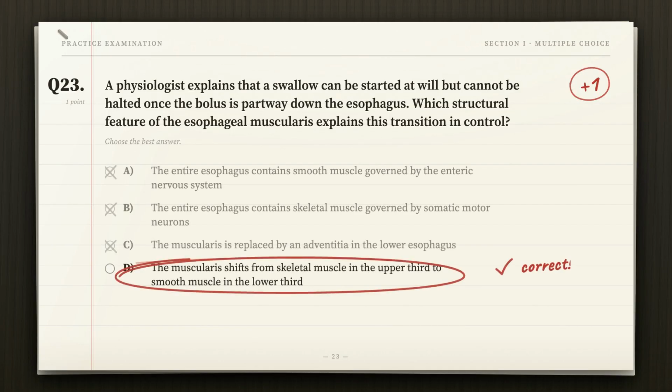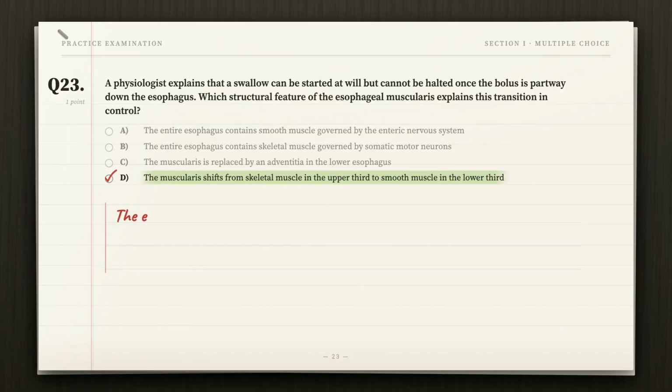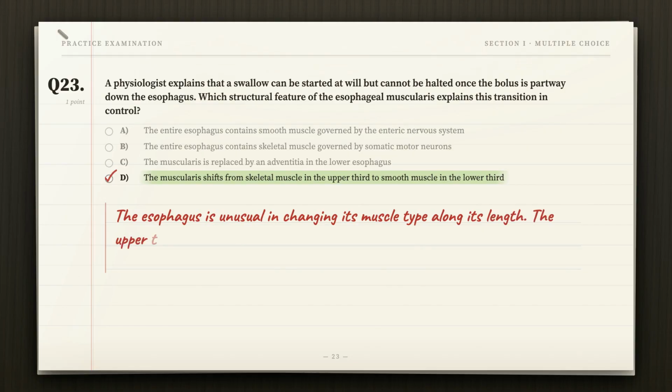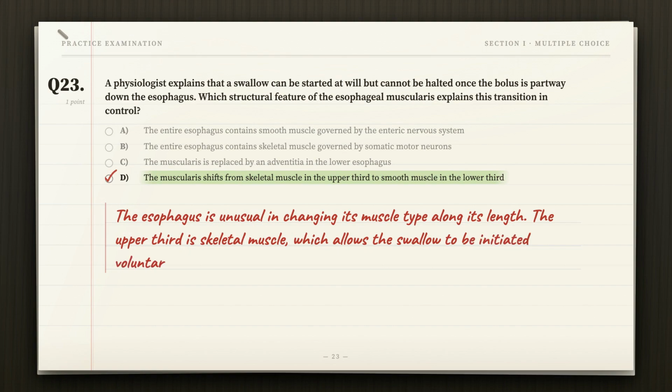The correct answer is D. The muscularis shifts from skeletal muscle in the upper third to smooth muscle in the lower third. D is correct because the esophagus is unusual in changing its muscle type along its length. The upper third is skeletal muscle, which allows the swallow to be initiated voluntarily. The middle third is mixed, and the lower third is smooth muscle under wholly involuntary control. That gradient is exactly why the act starts under will and finishes without it.